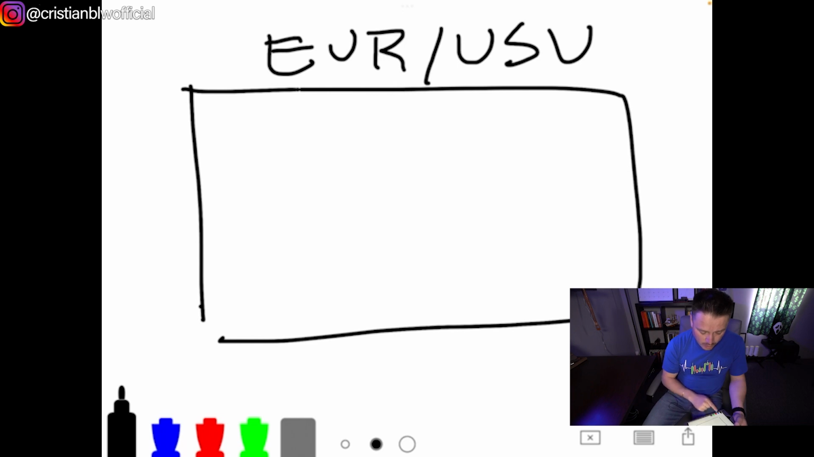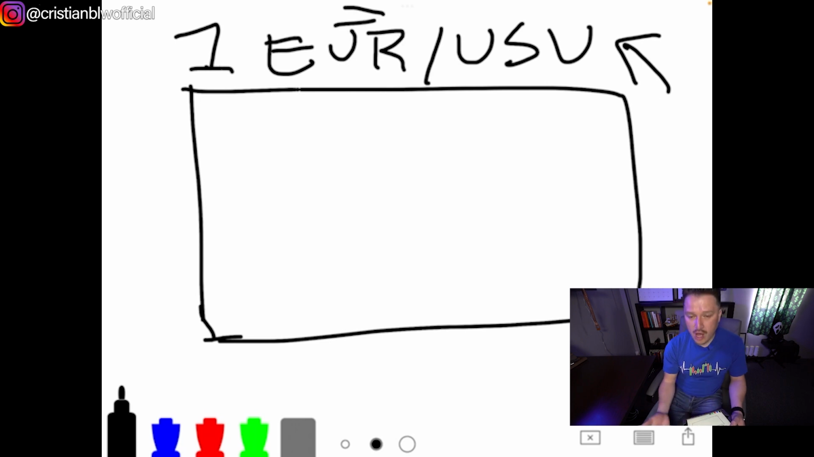Now, when you understand that there's a price between a euro against the dollar, meaning how many dollars make one euro, 1 euro equals how many US dollars?